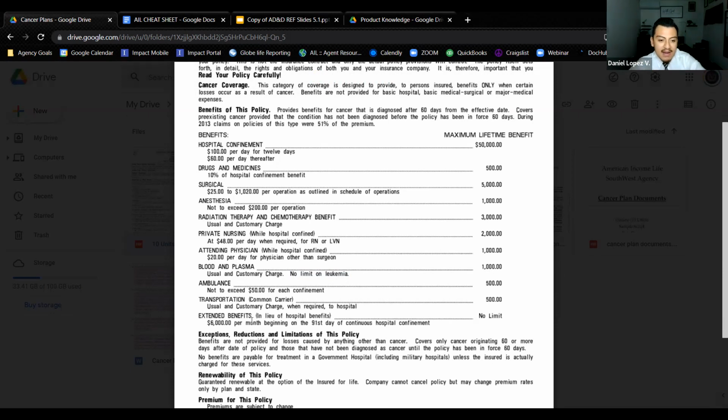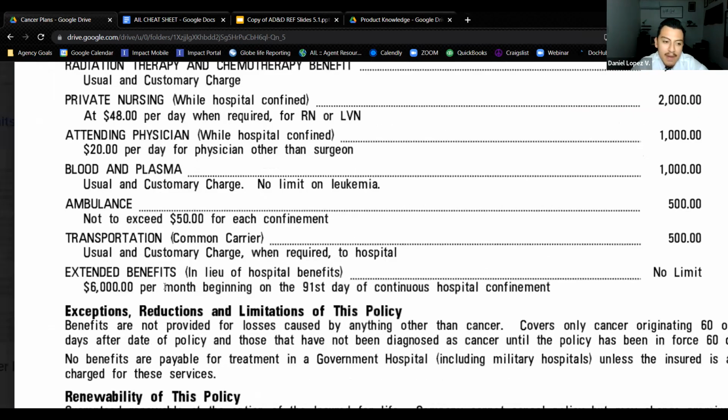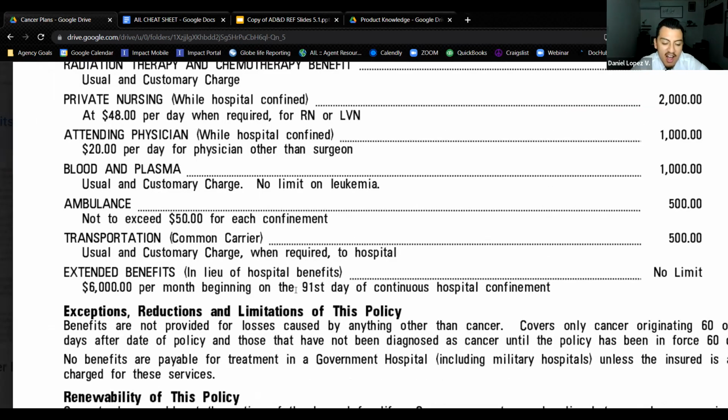Now, if it's a really bad cancer and there is an extended benefit, if they're in the hospital for 91 consecutive days and they can't go home, so it's a severe case, then instead of breaking it down per procedure, we just give the client $6,000 per month until one of two things happens: either they pass away or they survive cancer. It starts after the first 91 consecutive days, and then we start paying every month.